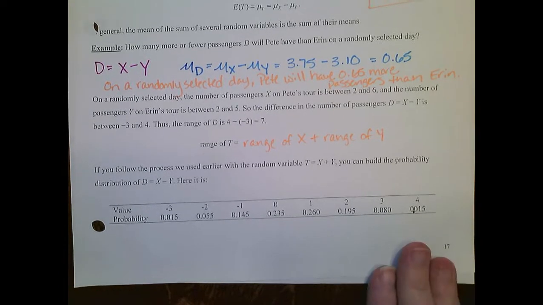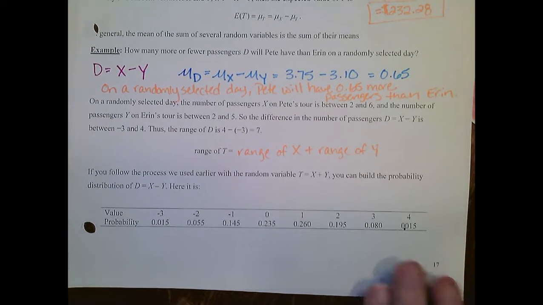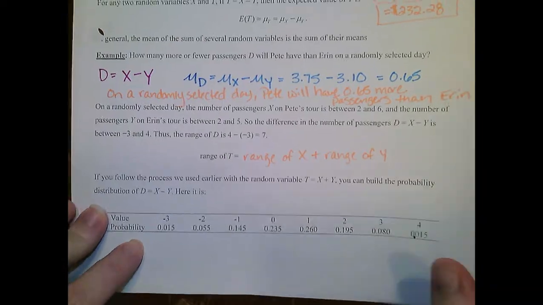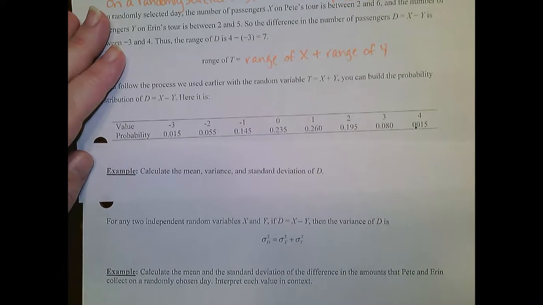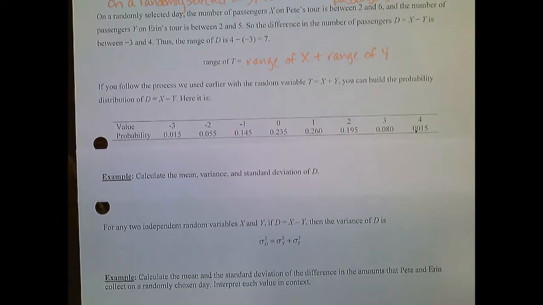So what I'd like for you to do is take a minute and use your calculator and this probability distribution that I've given you for D, the difference between the number of passengers, to calculate the mean, the variance, and the standard deviation of D. So take a few minutes to do that, and when you're ready for the answers, come back for part 4.